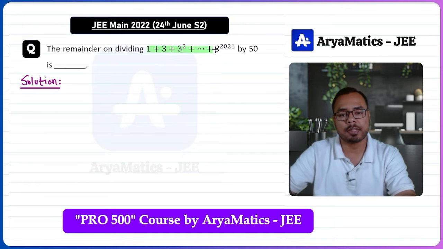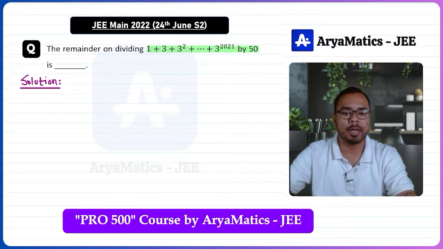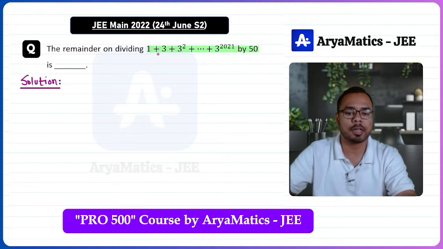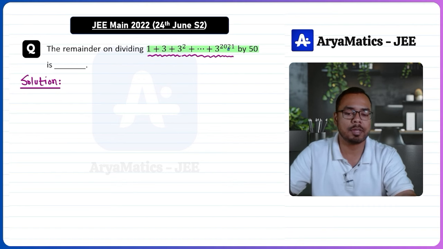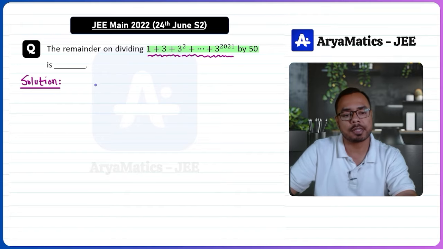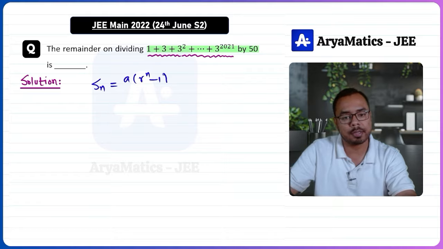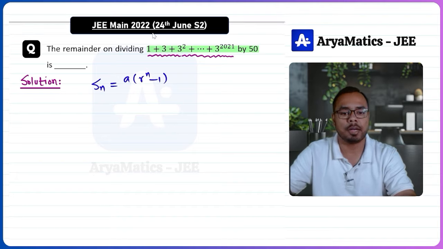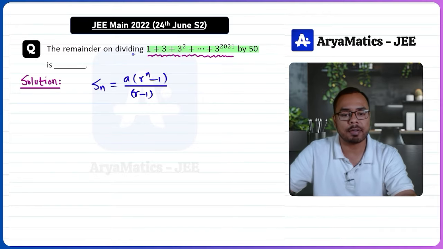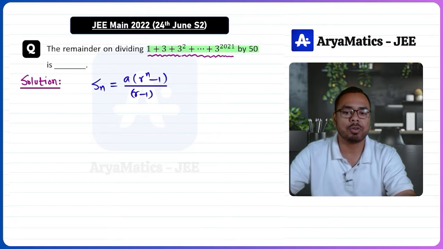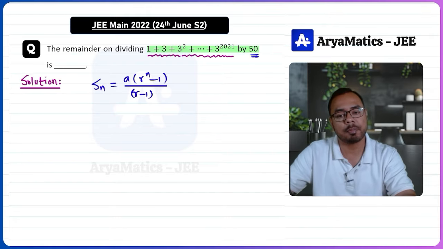Find the remainder when this number is divided by 50. Now, as you can see, these numbers which are given are in GP, right? We have 1, then we have 3, 3 square, and in this manner, up to 3 raised to 2021. So first let us calculate the sum of these in terms of GP using this standard formula: in GP, the sum of n terms is a into r raised to n minus 1, where a is the first term and r is the common ratio, divided by r minus 1. So first let us find this number, and then we'll see how to figure out the remainder when this number is divided by 50.